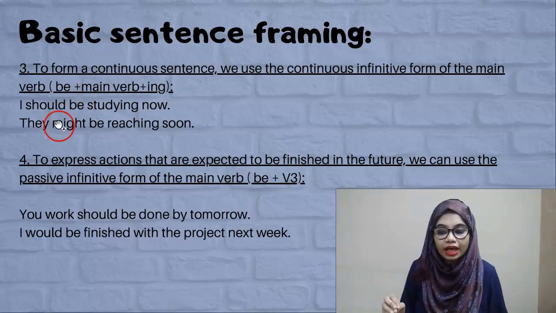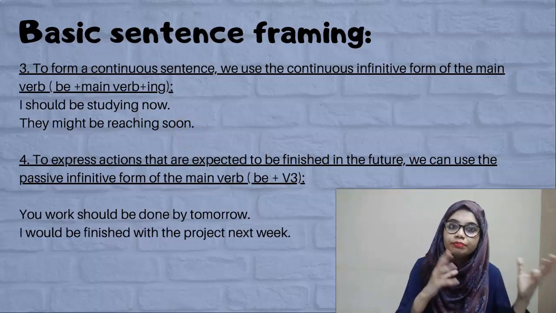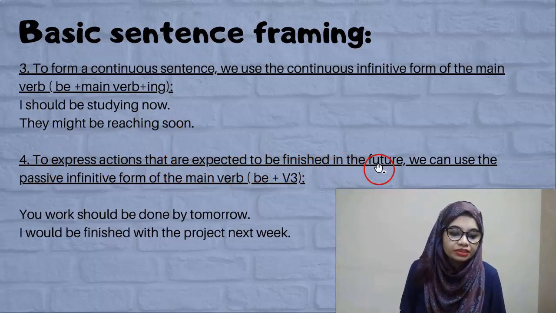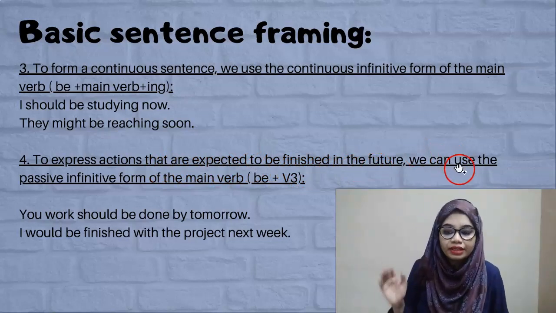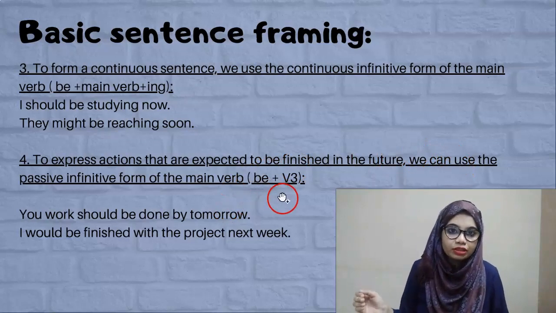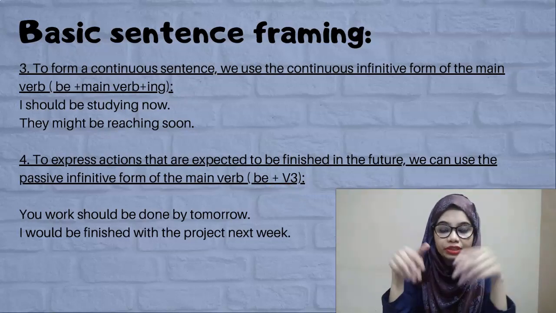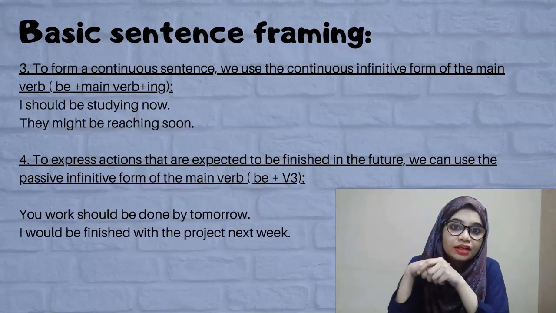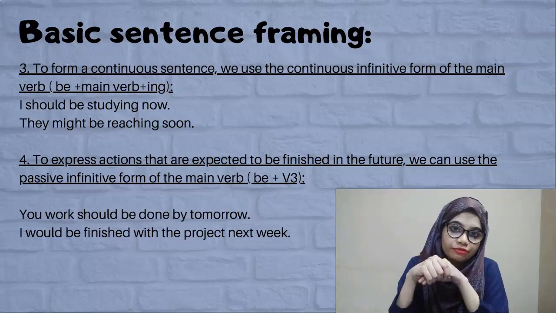In the second sentence we have they might be reaching soon. So modal verb plus be plus main verb plus ing. That is how you make continuous sentences when you use modal verbs. To express actions that are expected to be finished in the future, we can use the passive infinitive form of the main verb. Again, if you're a grammar enthusiast, you can try to remember passive infinitive, but you don't need to be very bent on that. You can just remember be plus the past participle form V3 of the main verb.